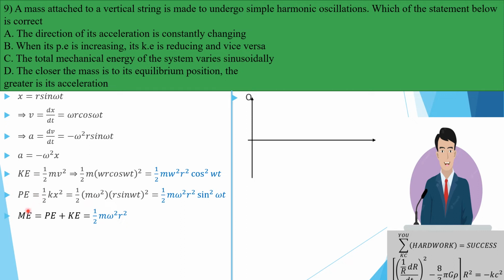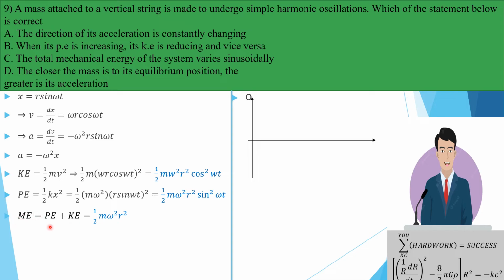If we add the kinetic energy to the potential energy, it gives us the mechanical energy. We have half m omega squared r squared in both terms, so you factor it out, and then you get cos squared theta plus sin squared theta, which gives you 1. So when you add those two up, you have this particular constant.